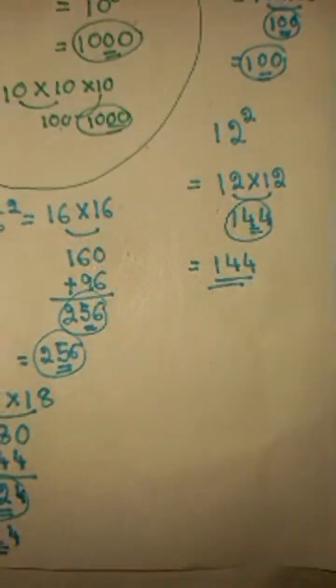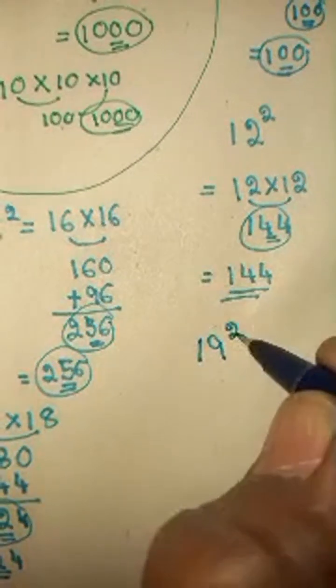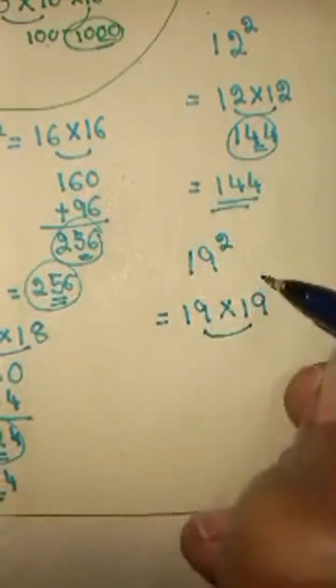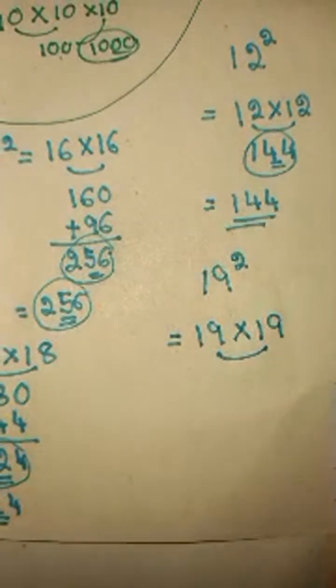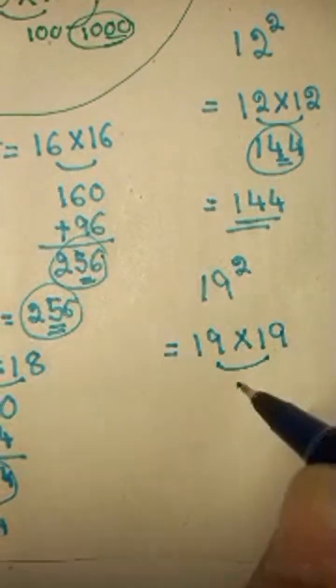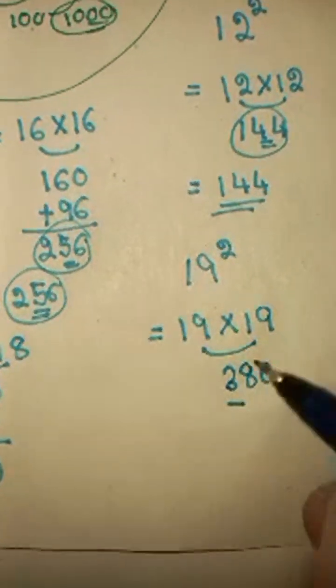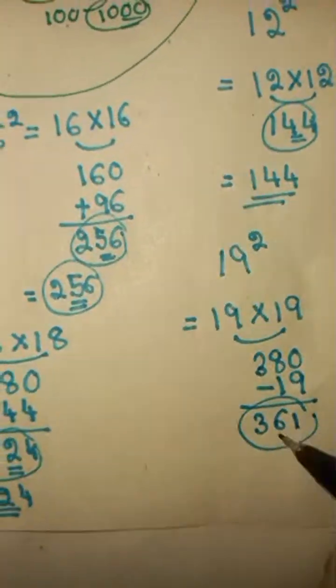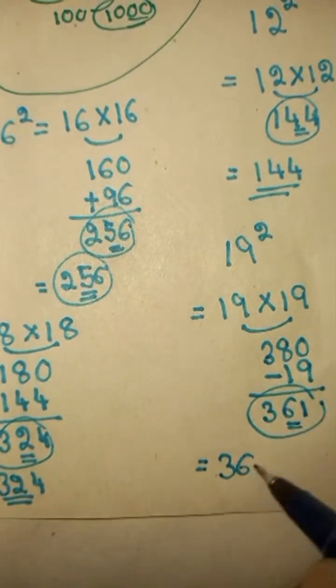Let's write 19 square. 19 square means it becomes 19 times of 19. You can even write 19 times of 19 as 19 times of 20, which becomes 380, minus 19 times of 1, which is 19, which becomes 361. That is the value of 19 square.